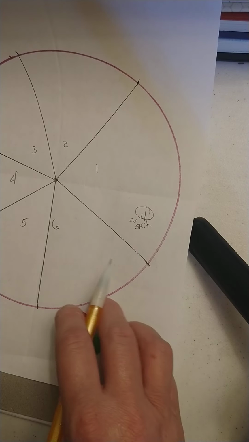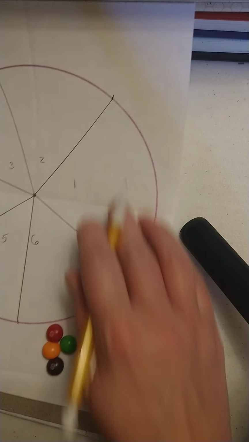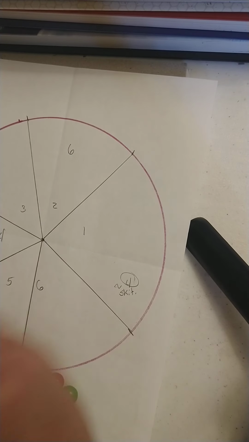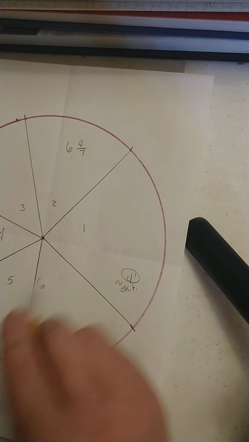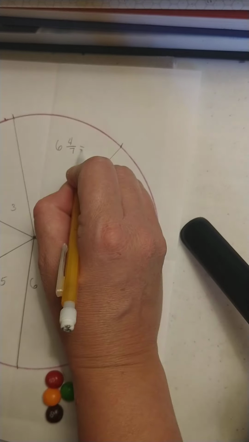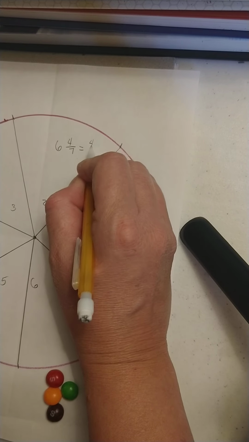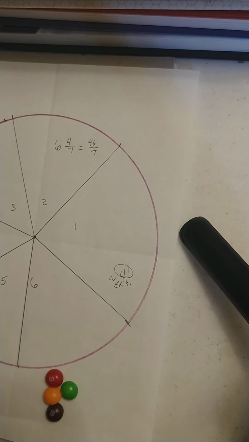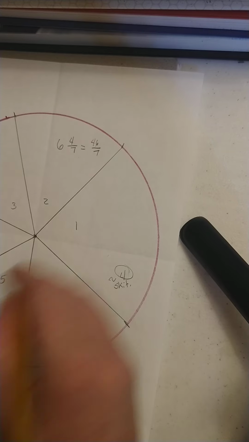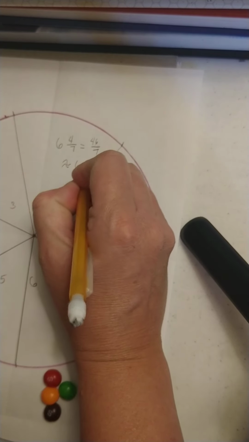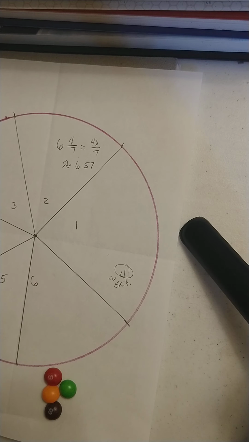Okay, so let's see what this looks like as a mixed number. It would be 6 and 4/7. So from here it says to write it as an improper fraction. So we'd have 46/7. The next question says to simplify. This is already simplified. And then let's go ahead and divide to get our decimal. So this is about equal to 6.57.